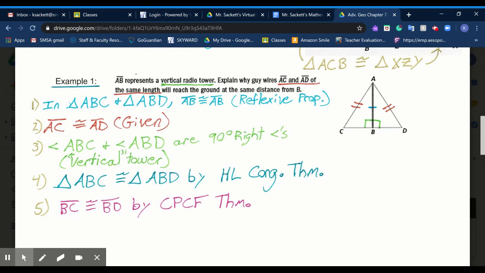Once I've established the triangles are congruent, then we know all corresponding parts are congruent. So segment BC is congruent to segment BD by the corresponding parts of congruent figures theorem.